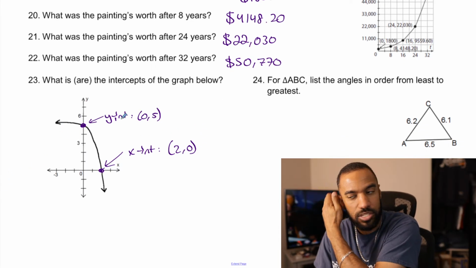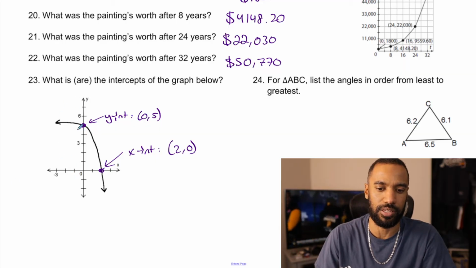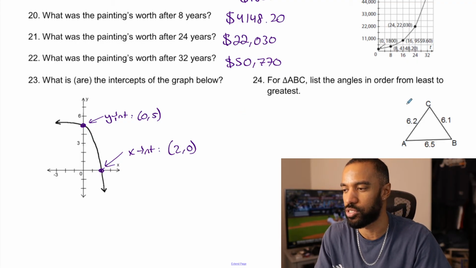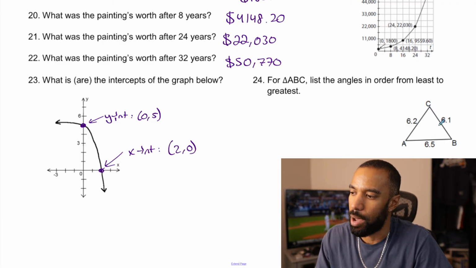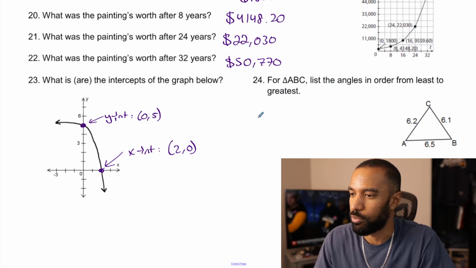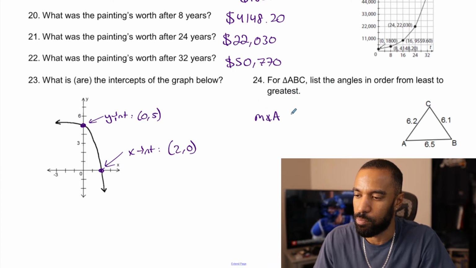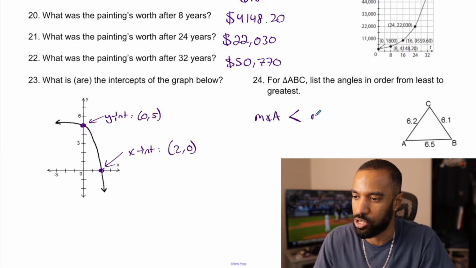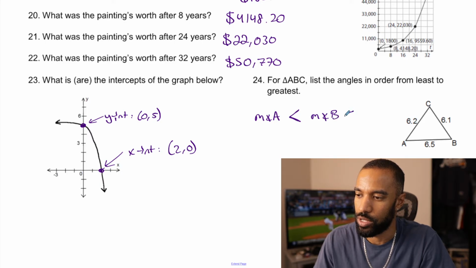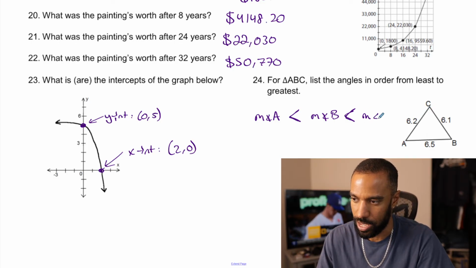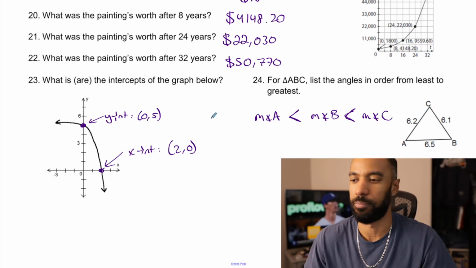All right, for triangle ABC, list the angles in order from least to greatest. Like I said, opposite the largest angle is the longest side. Opposite the smallest angle is the shortest side. So 6.1 is the smallest side, so opposite it is the smallest angle. Order from least to greatest: the measure of angle A is the smallest. That's less than, what's the middle one? 6.2, opposite that is the measure of angle B. Looks like we're going alphabetical. Which is less than the measure of angle C, because that's 6.5, the longest side, opposite the largest angle. Alphabetical, boom.